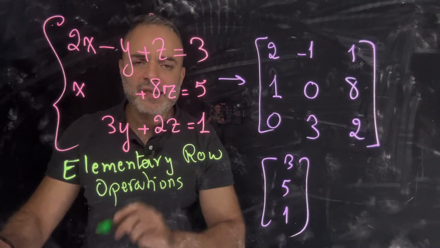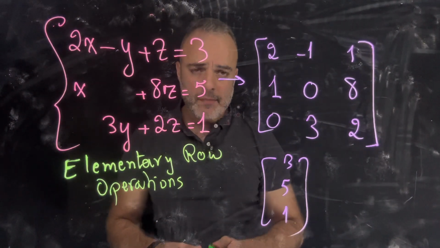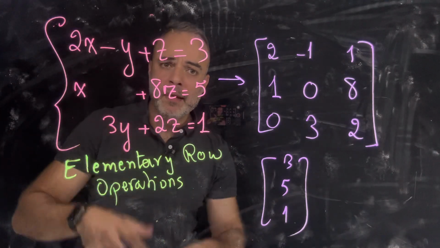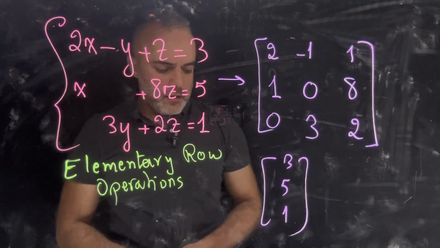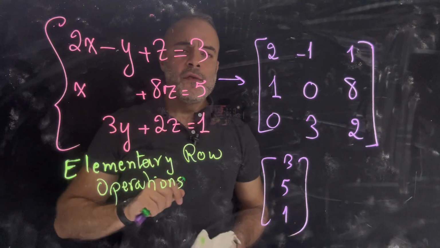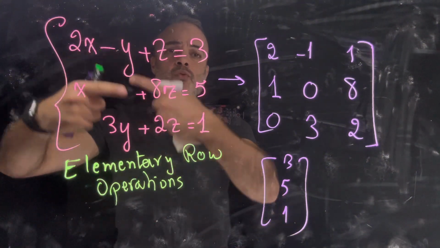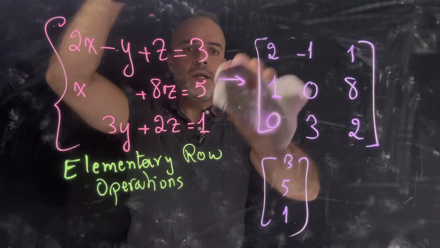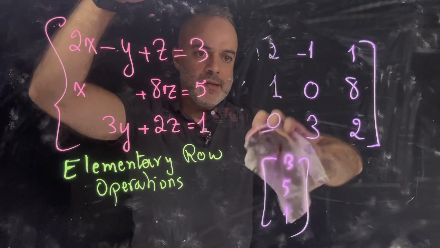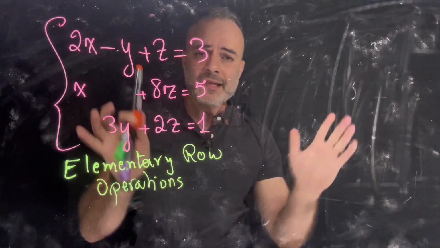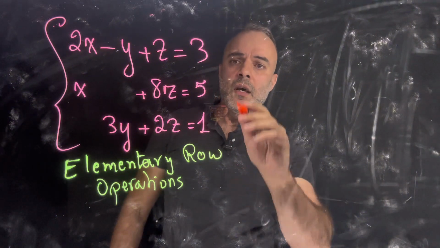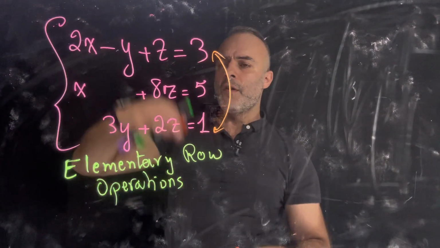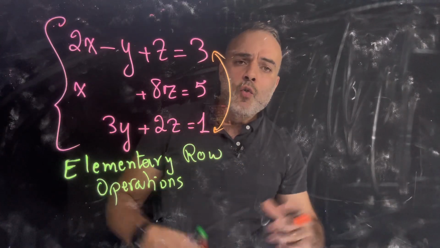So whenever I want to solve a linear system using matrices, I should be applying some elementary row operations. What are these? The first elementary row operation is the following. I can swap any two rows. Let us say for some reason I want to interchange the first row with the third, or the first with the second, or any two rows.